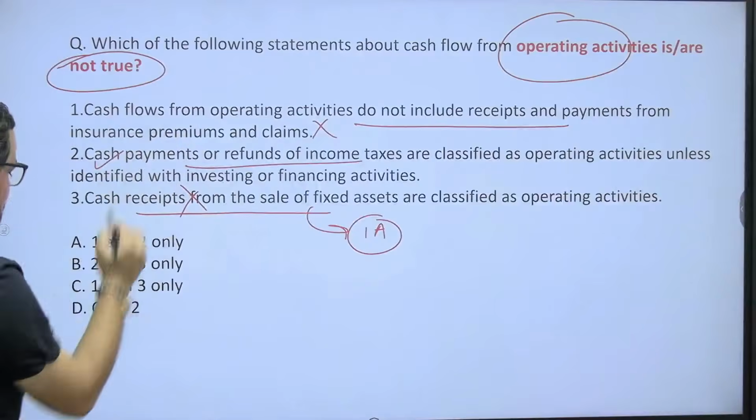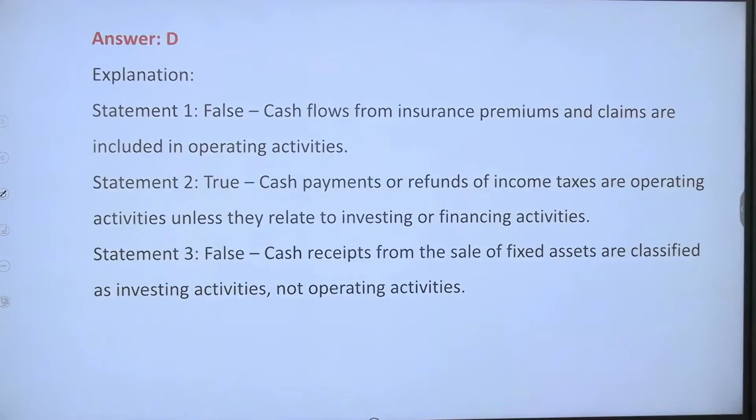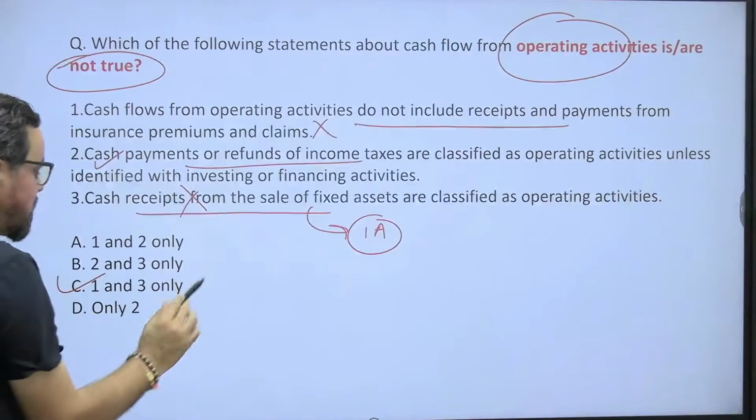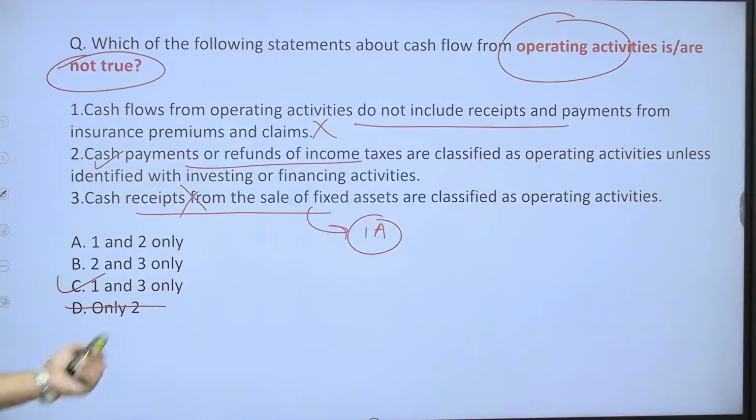What we have is 1 and 3. 1 and 3 means option C will be the right answer for this. There are some issues with these options. The 1 is false and this is also false. The answer is correct. So this is wrong. This should be part of the previous one if it is incorrect.